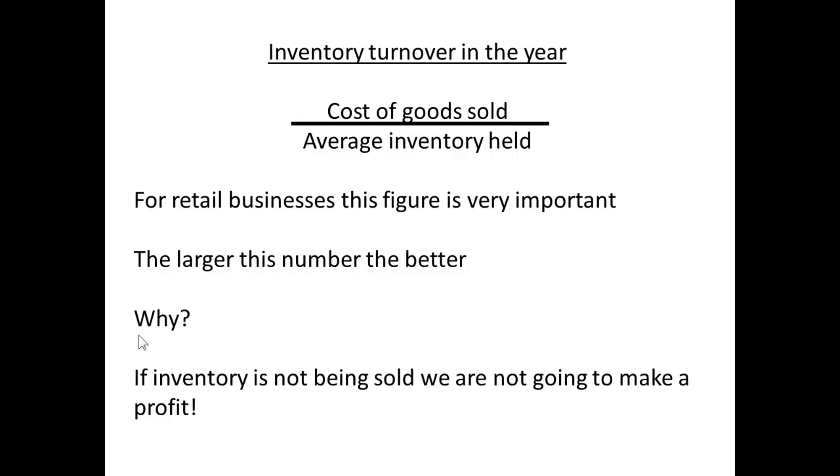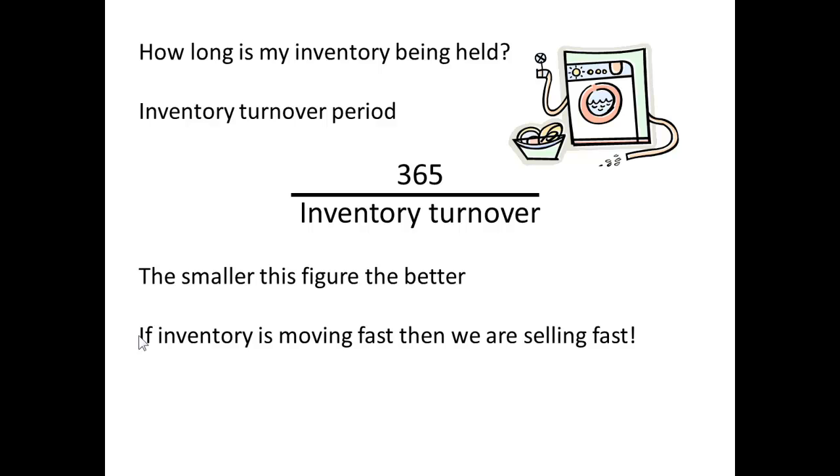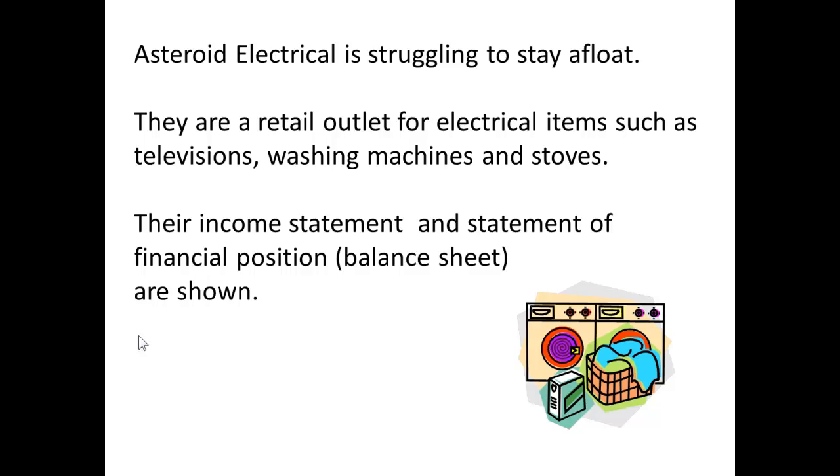Why? Because inventory, if it's left on the shelves, isn't selling, and if it's not selling, then quite clearly we're not making a profit. So, how long is the inventory being held? Once we've got the inventory turnover, if we divide that into 365, the number of days in a year, then we can get the number of days that inventory is held. And clearly the smaller the figure the better. If inventory is moving fast, then we're doing well because we're selling fast.